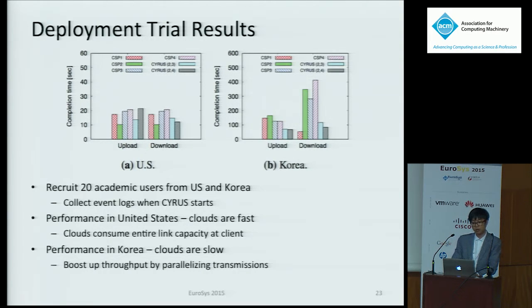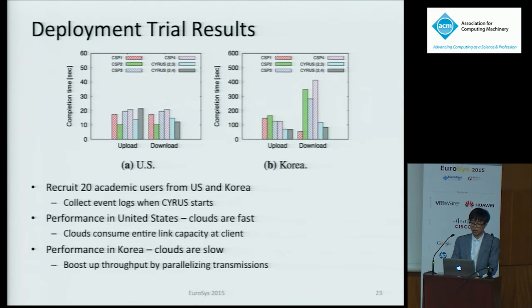This one is our deployment trial. We recruited 20 academic users from the US and Korea, and then we collected the logs from the CYRUS client program. We noticed that the clouds in the US are very fast because of their shorter distance than Korea. In the US case, the cloud spends the entire link capacity at the client. So in this case, the bottleneck of the service is the client-side link capacity.